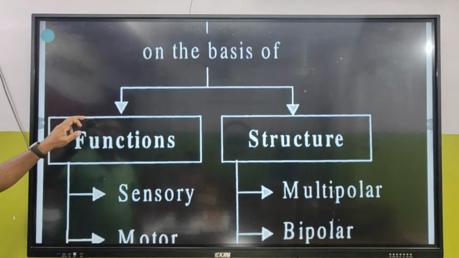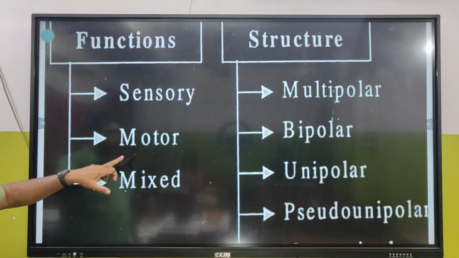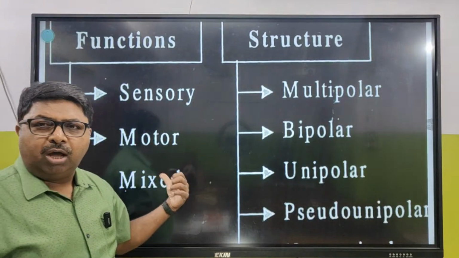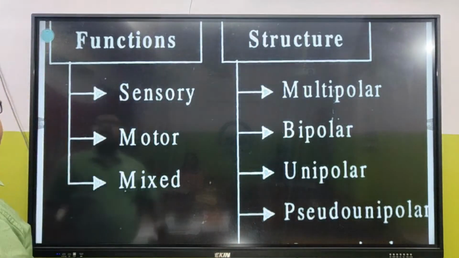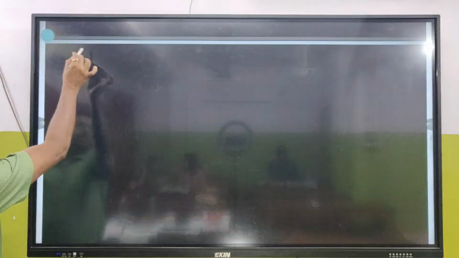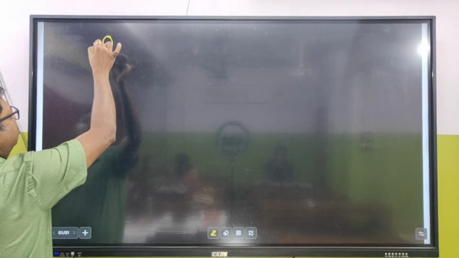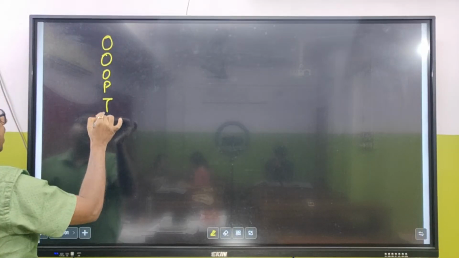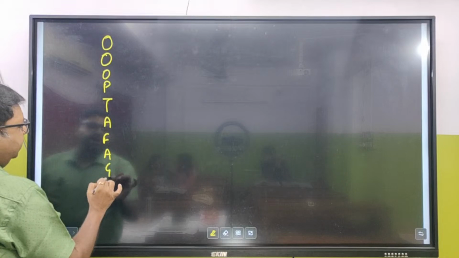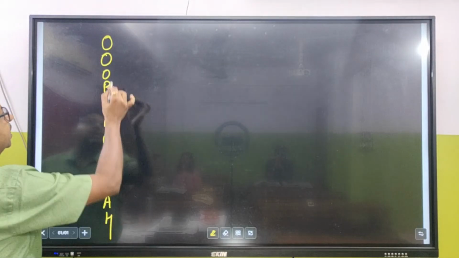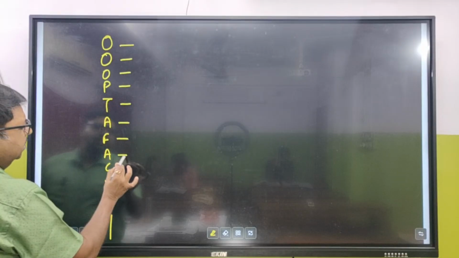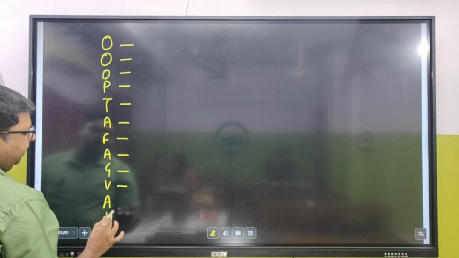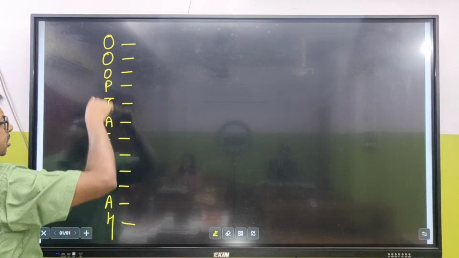Types of neuron on the basis of functions: sensory, motor or mixed. Remember, we have talked about 12 cranial nerves. Just to tell you this: Olfactory, optic, oculomotor, pathetic, trigeminal, abducens, facial, auditory, glossopharyngeal, vagus, accessory spinal, hypoglossal. These are the 12 of them.